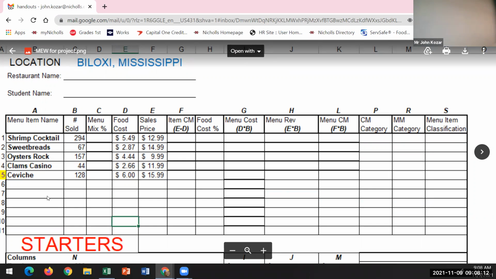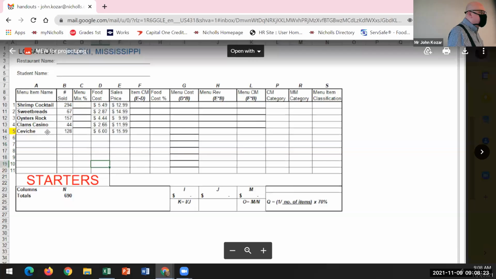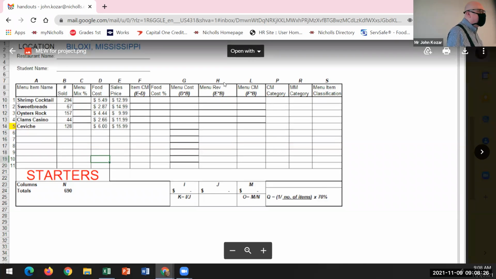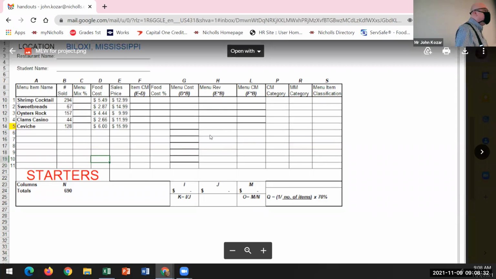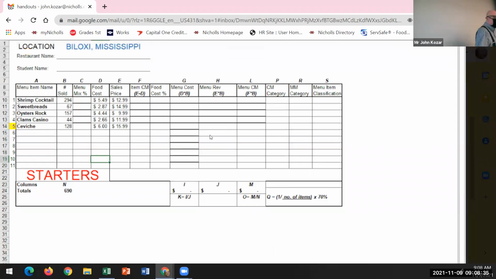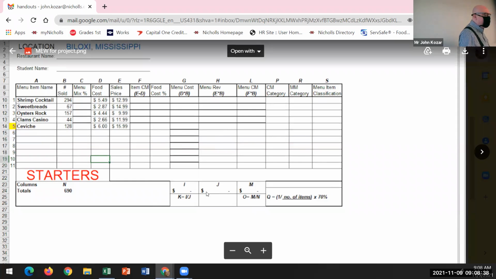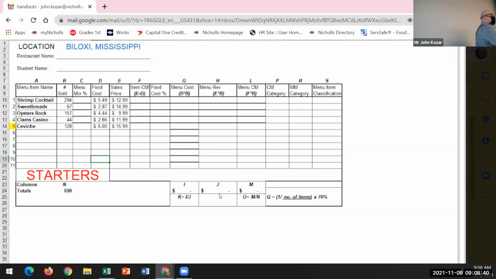That's not going to be important because eventually we're going to use information from this to do our income statement. So if we take a look at this, column H is our menu revenue. So when we get box J, that's going to be our sales for the first course. And when you add up the sales for all 4 courses, then that will be the total sales that goes on your income statement.